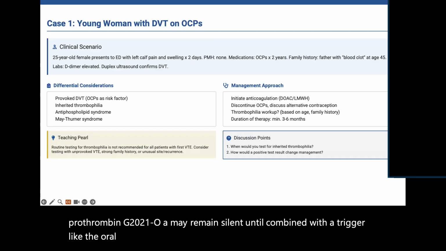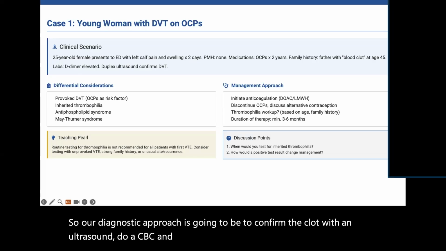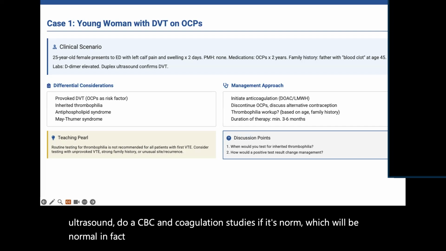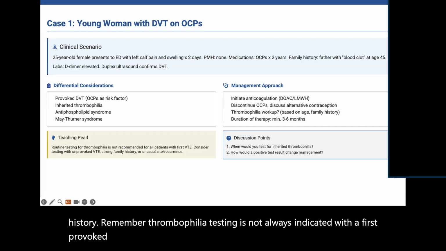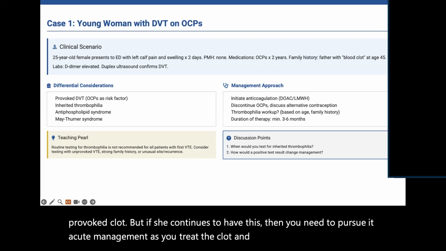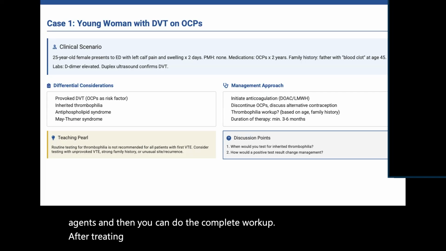So our diagnostic approach is going to be to confirm the clot with an ultrasound, do a CBC and coagulation studies, which will be normal in factor V Leiden. Consider thrombophilia workup if there's a family history. Remember, thrombophilia testing is not always indicated with a first provoked clot, but if she continues to have this, then you need to pursue it. Acute management is you treat the clot and then you reduce the offensive agents, and then you can do the complete workup after treating the clot.